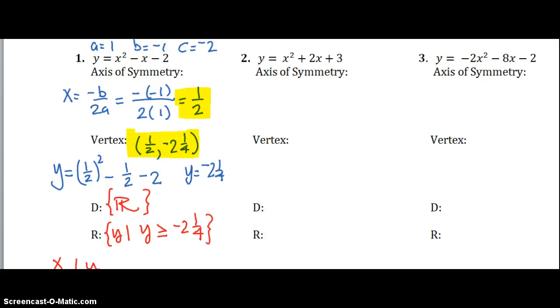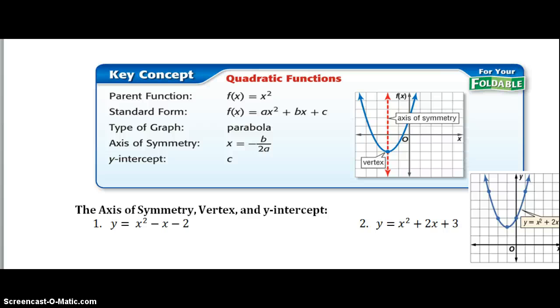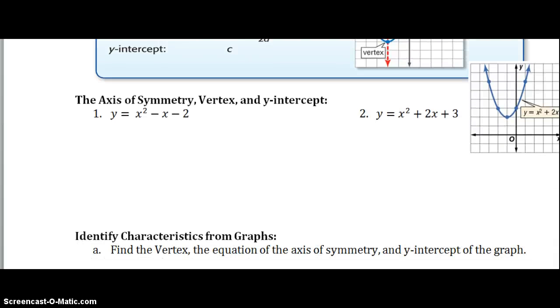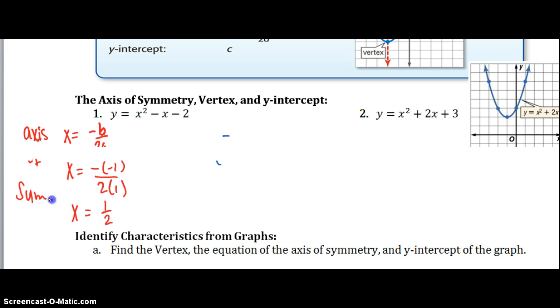I'm going to let you try 2 and 3 on your own. Flip on over to the next page. Here is a nice recap in our box of everything we talked about. Number 1 and number 2 here, again, is asking us to find the axis of symmetry, the vertex, and the y-intercept. So, all right, the axis of symmetry, x equals negative b over 2a. So x equals negative 1 over 2 times 1. So x equals positive 1/2. So there's your axis of symmetry. I left it all here in red.